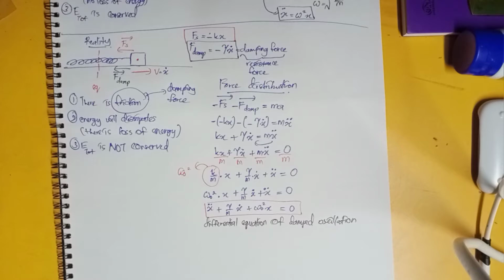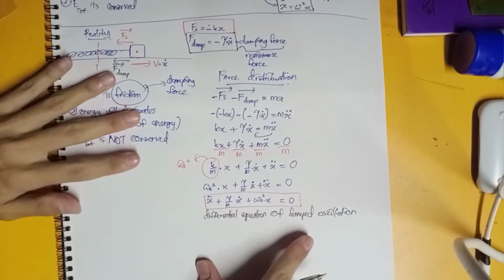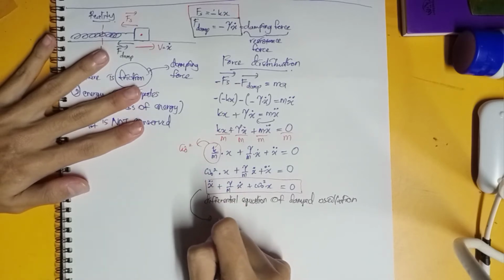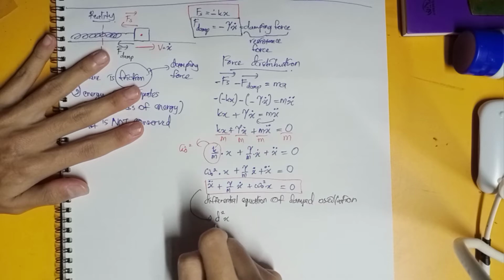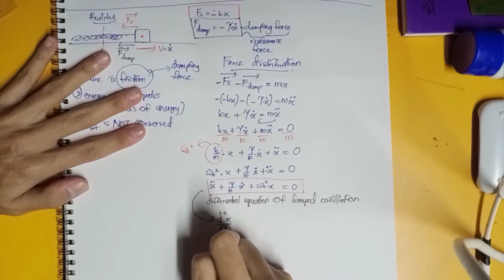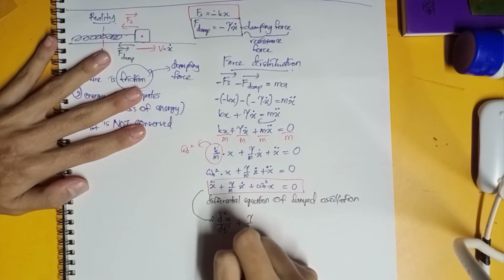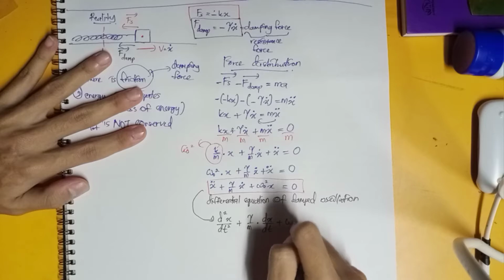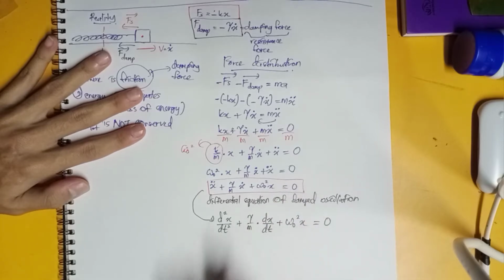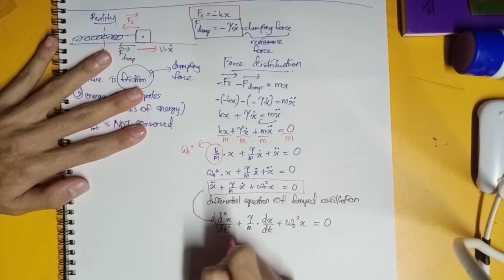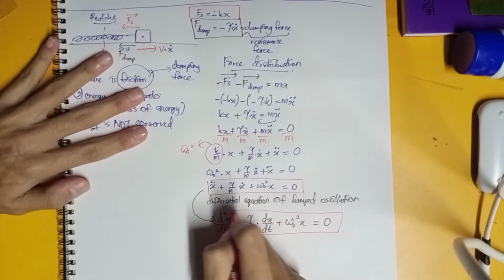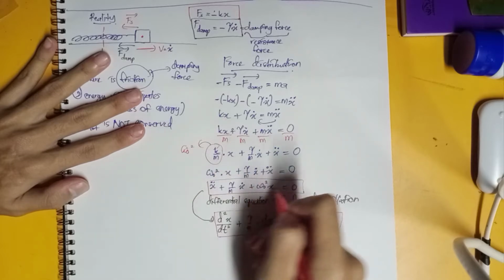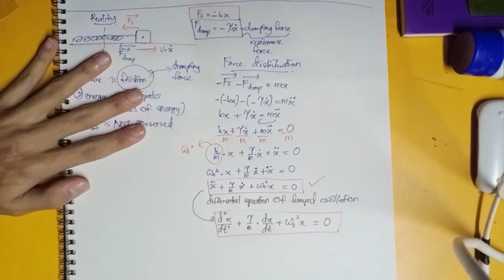Okay, why is this called the differential equation of damped oscillation? Because this is actually what happened: d²x/dt² plus (γ/m) times dx/dt plus ω₀² x equals 0. This is exactly the differential equation of damped oscillation. But to ease our understanding, we can use this one as the differential equation of damped oscillation.